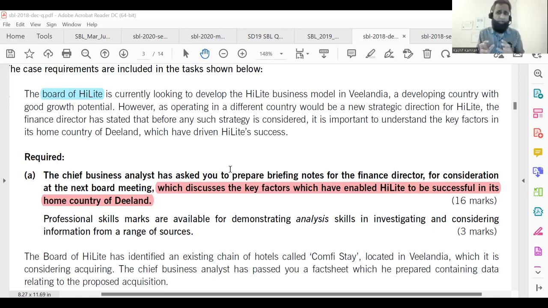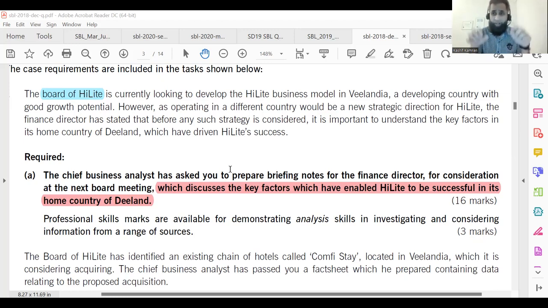But another student cannot think about Porter Diamond. Rather, he goes to the case study, and from the case study, he identifies the key factors which enabled Highlight to be successful. Because in the case study, there will be many factors given which have contributed to the success of Highlight. And this is a 16 marks question. So that student found like 8 factors which contributed to the success of Highlight. That's a valid answer. And another student relates this with the Porter Diamond, because he immediately clicked that because we're talking about a country, that means a national competitive advantage.